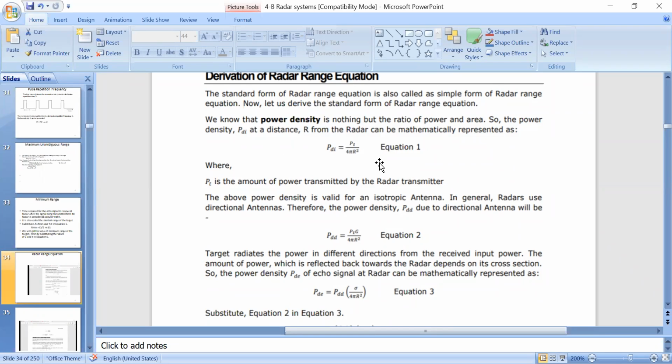Based on this radar range equation, we also design a new radar system, because based on these parameters we choose the elements, such as antennas and all the other elements. So now I am deriving the equation for radar range. Antenna is one of the most important elements in a radar system.